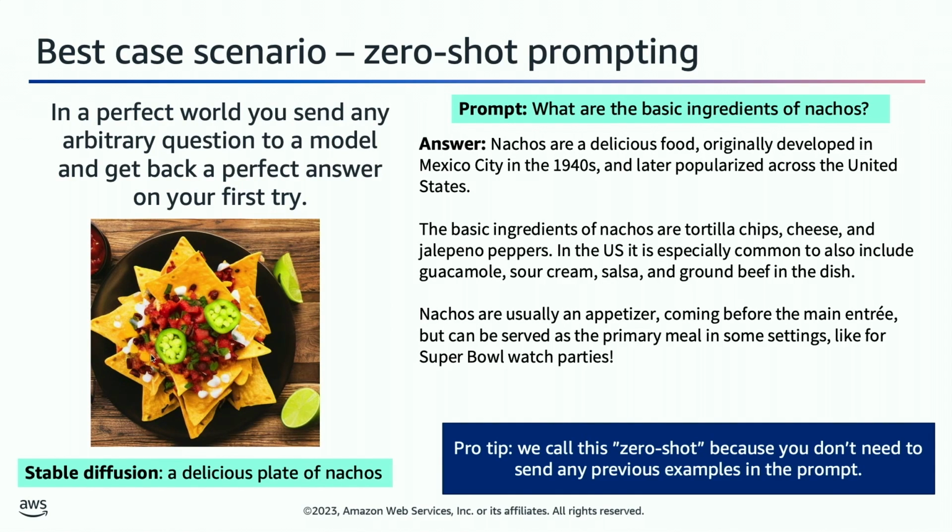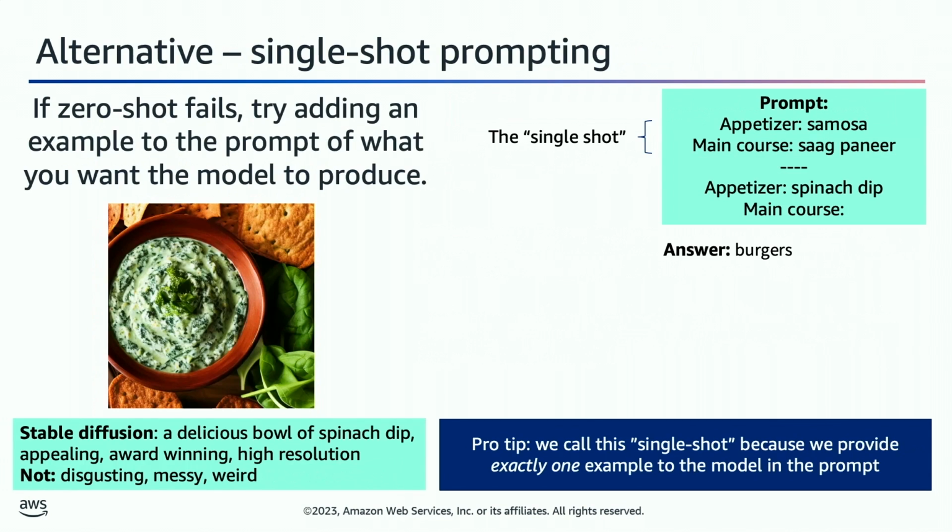And then similarly with Stable Diffusion, we send in this prompt and we get back this awesome image. So in a perfect world, your prompt looks exactly like this. It's just one question, zero shots. We say zero shots because there aren't any previous examples in this prompt. You just send it the question and you get your answer. We're going to compare this with single shot and few shot prompting.